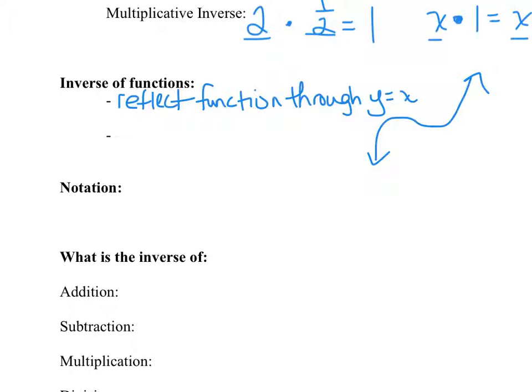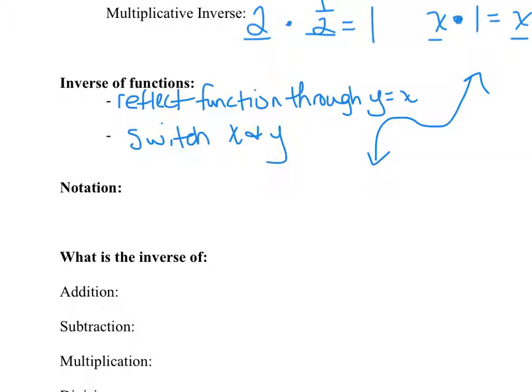The basic idea is switch x and y. You should remember this from last year, whatever you did, geometry or whatever algebra you were in. When you reflect something through the line y equals x, you switch x and y. And that's it. That's what we're going to be doing: switching our x and our y and dealing with what happens.